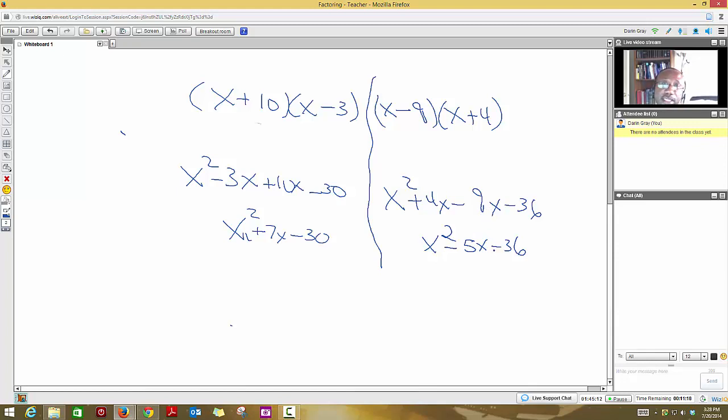Now next we're going to get into something a little bit more complicated when you have a value in front of the quadratic or the leading term, the x squared.